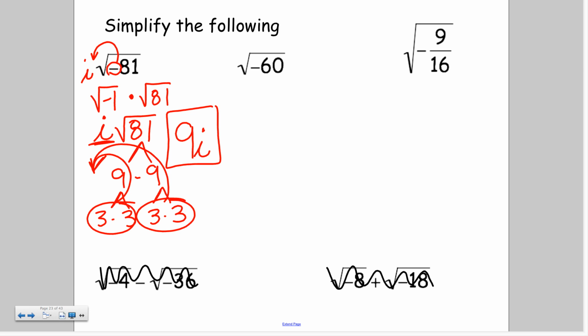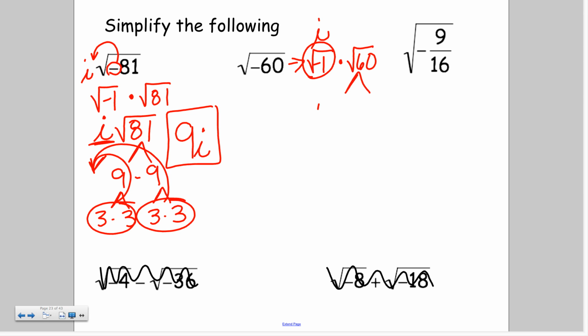Alright, if you would like to try square root of negative 60 on your own, pause the video here. Alright, negative 60. We can think of it as the square root of negative 1 times the square root of 60. This we know is i, and we're going to break down 60.